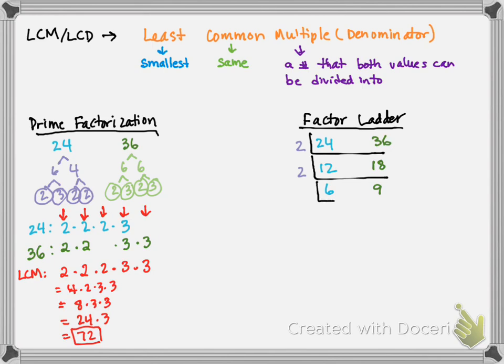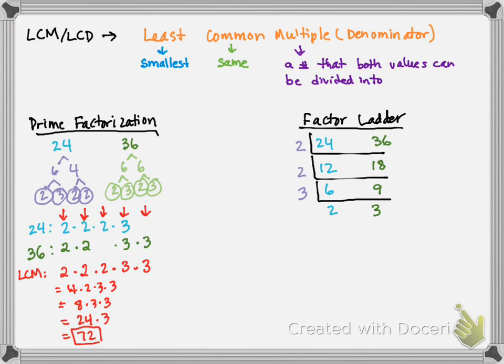And then I know 3 goes into both of them. Let's try that again. 3, thank you very much. And 6 divided by 3 is 2. And 9 divided by 3 is 3. Now, once all I have are prime numbers on the outside, I stop.